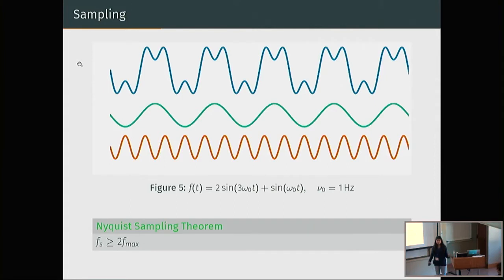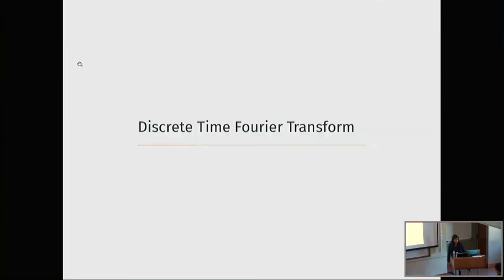You will be sampling functions all the time when you do digital signal processing. And if you sample at less than twice the maximum frequency, you will face a lot of problems in reconstructing your time domain signal. So the next important question is, I have a discretized time domain signal. How do I Fourier transform it, and what happens to the Fourier transform?